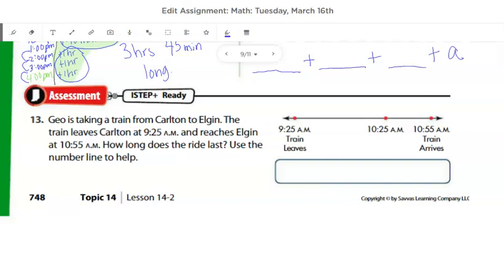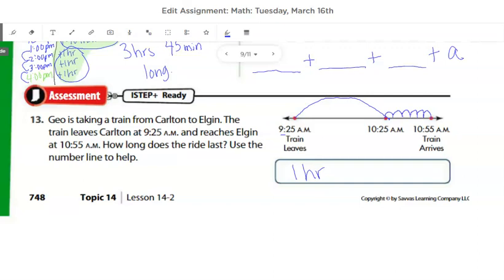So they leave at 9:25 and they reach it at 10:55. I'm first going to look at how many hours. So from 9 to 10, that's 1 hour. Then how many minutes? Well, I have 25, and I'm going to count by fives actually until I get to 55. So 25, 30, 35, 40, 45, 50, 55.